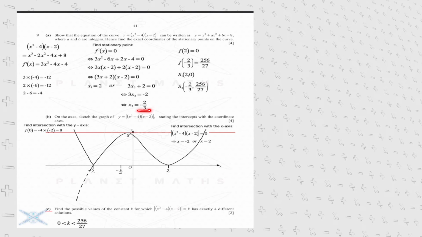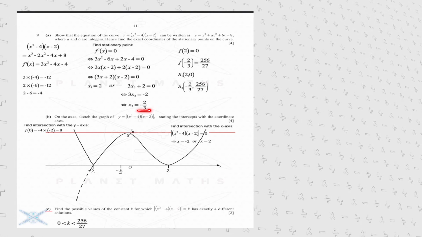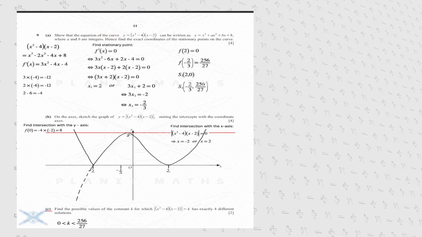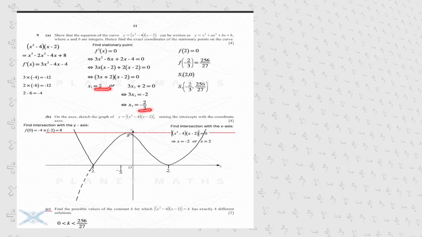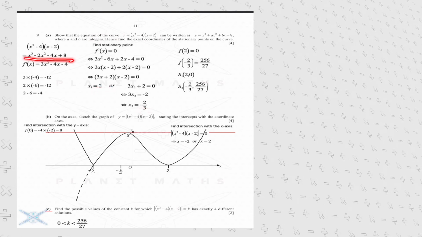So these are the x values for both of the stationary points of our curve. To obtain the corresponding y values, we just plug in both numbers into our original equation.